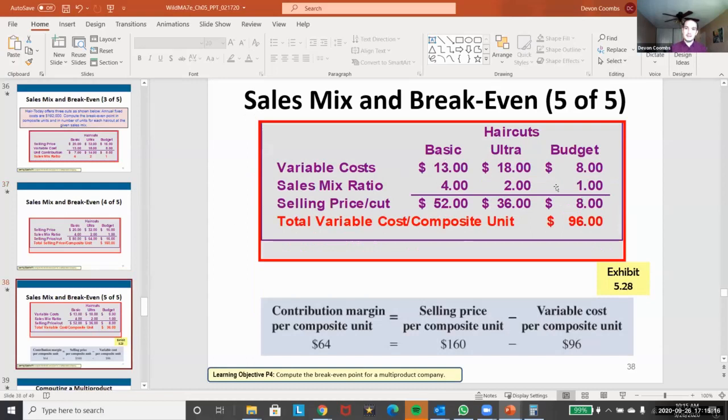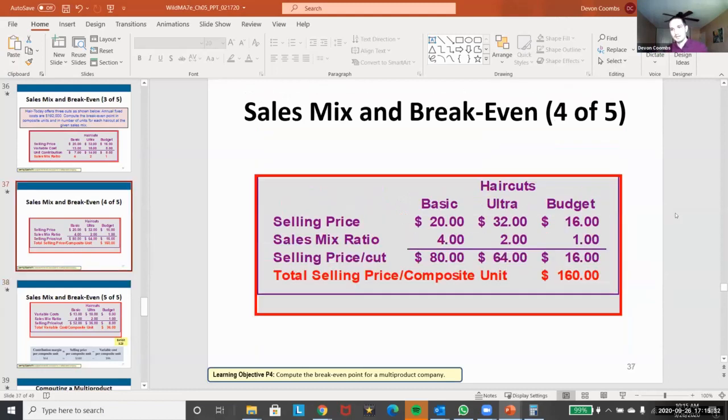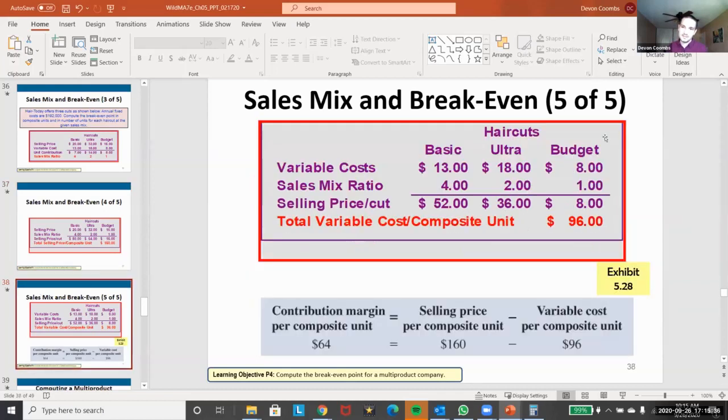And then we're taking that $160 and figuring out a total variable cost for the composite unit. So we take the variable cost, the 13 times the 4 equals 52, the 18 times the 2 equals 36, the 8 times the 1 equals 8. And so we're saying we sold all of these units, we had $160 in sales, we'd have $96 in costs. Our contribution margin per composite unit is 64. So if we sold all of these as one big bundle, it'd be $64.